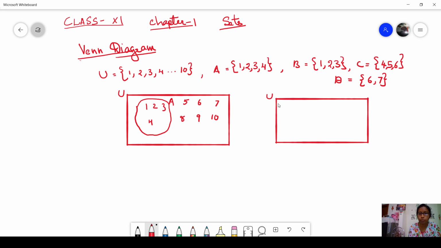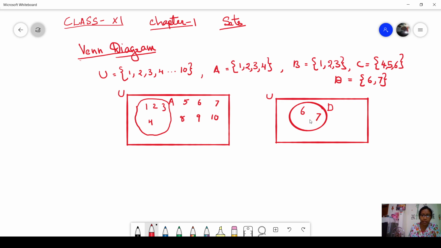Same way we can represent another set. This is U, and I can represent D as in this 6, 7. So this is the representation of the set in Venn diagram.